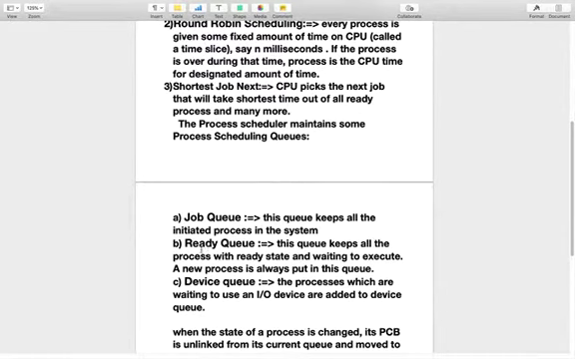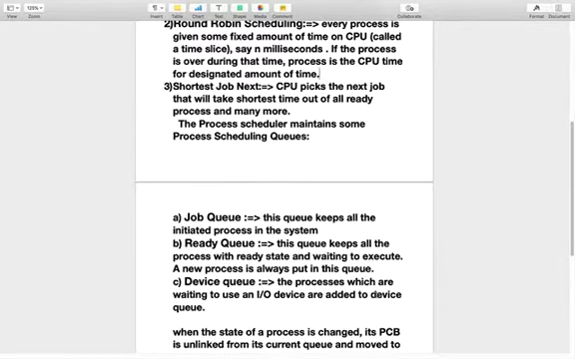Then second is the ready queue. This queue keeps all the processes in the ready state waiting to execute. A new process is always put in this queue. So these processes which are waiting for CPU time are stored in the ready queue. Third is the device queue. The processes which are waiting to use an input output device are added to the device queue.